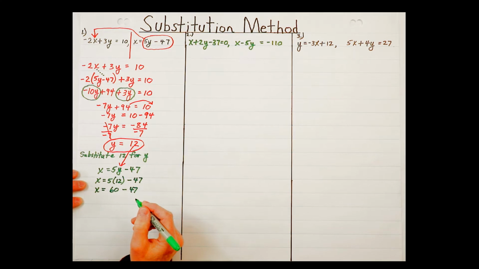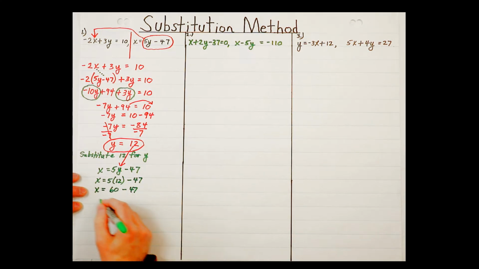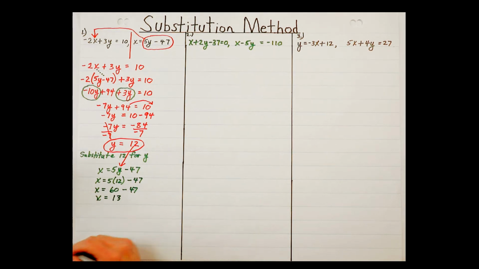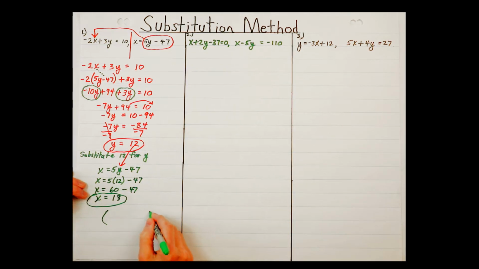And what am I going to get here? X equals 60 minus 47. Is that 13? That looks like 13, doesn't it? Yeah, 13. So there we go. We have x and we have y. If we were to graph these, the ordered pair, the intersection point of the two lines would be 13 and 12. There we go.